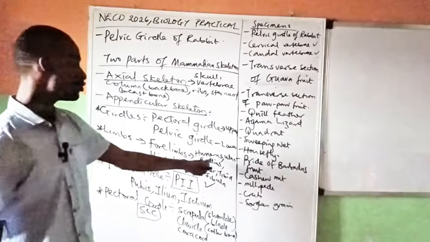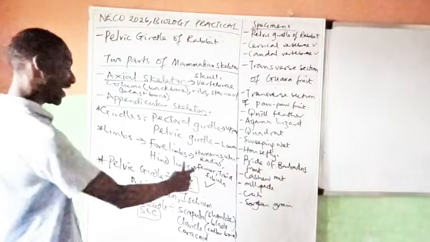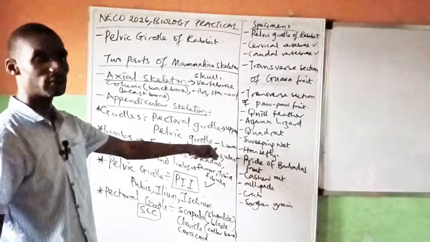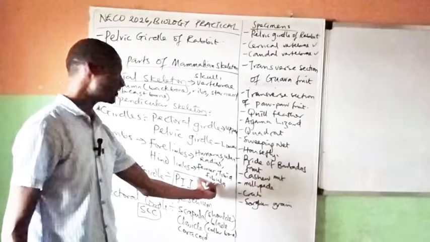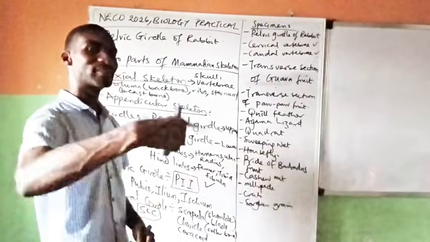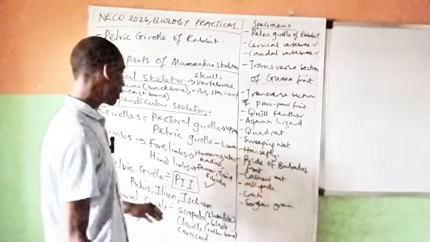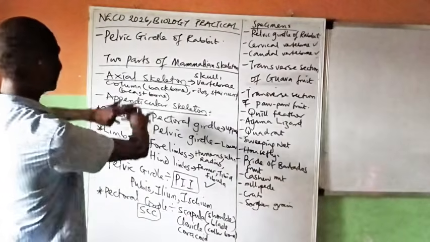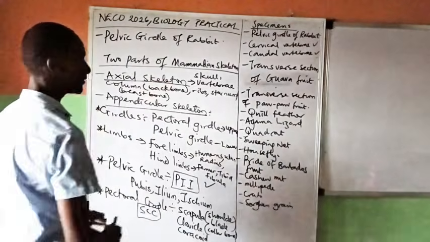For the forelimbs, humerus, ulna, radius. And I told you, in addition to these forelimbs, you have the carpals, the metacarpals, the phalanges. In addition to these hind limbs, you have the tarsals. So the tarsals, the metatarsals, and the phalanges. Okay, so that makes up the bones of the appendicular skeleton.